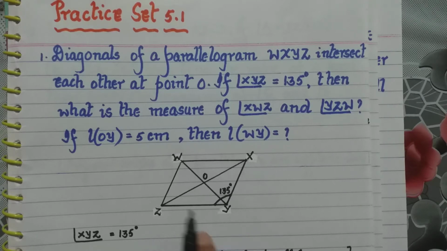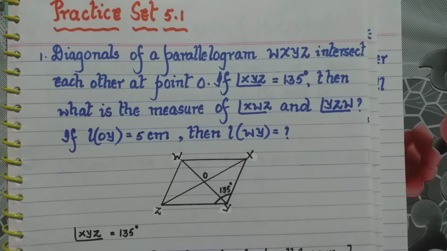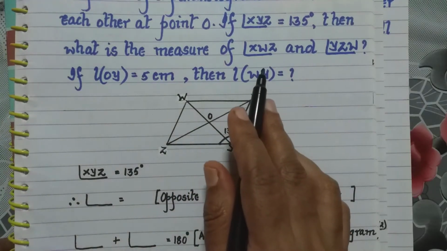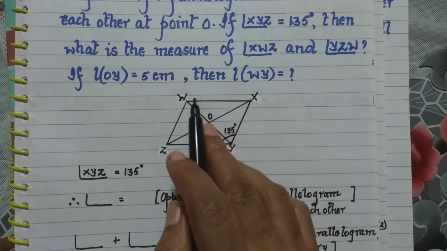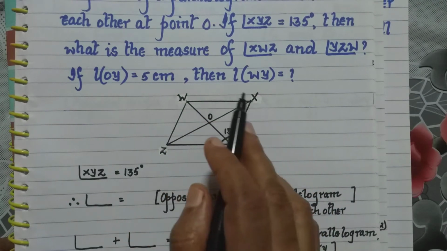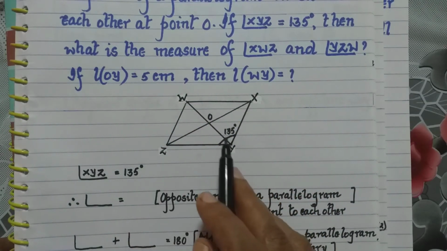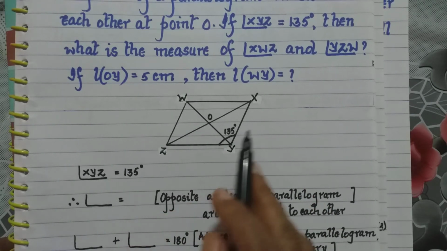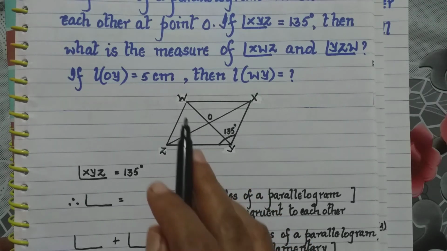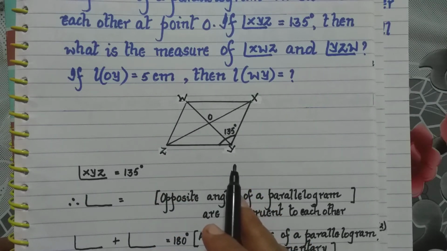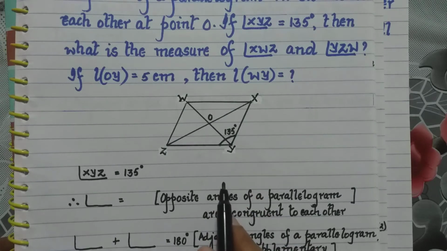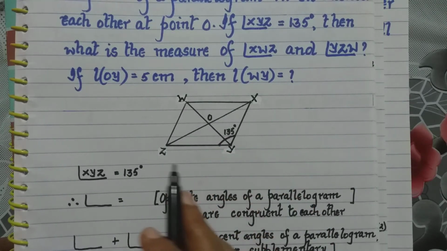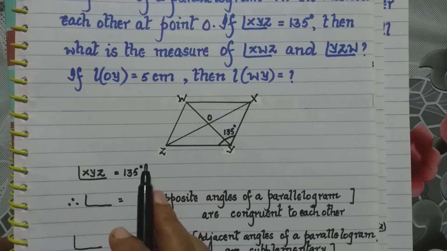Now, first of all, angle XYZ is given, that is 135 degrees. We have to find the measure of angle XWZ. You can see that angle XWZ is opposite to angle XYZ. And we know that the opposite angles of the parallelogram are congruent to each other. So what do we write? That angle XWZ is equal to angle XYZ.